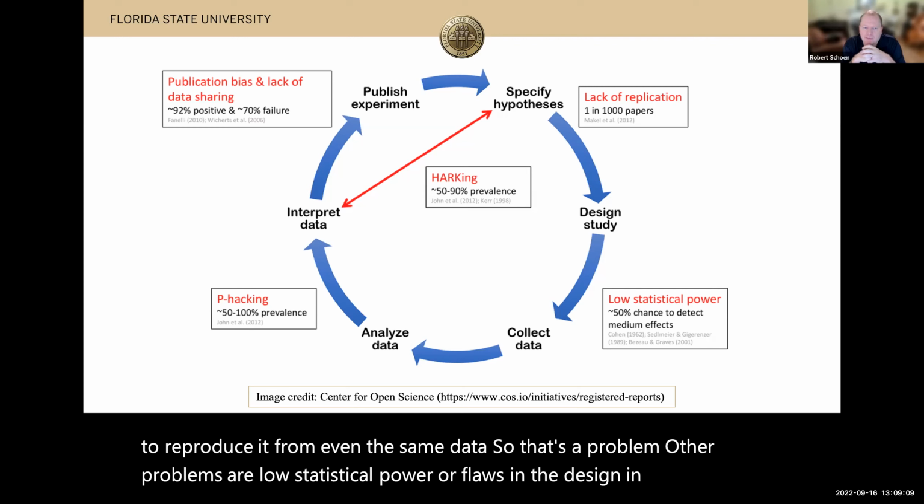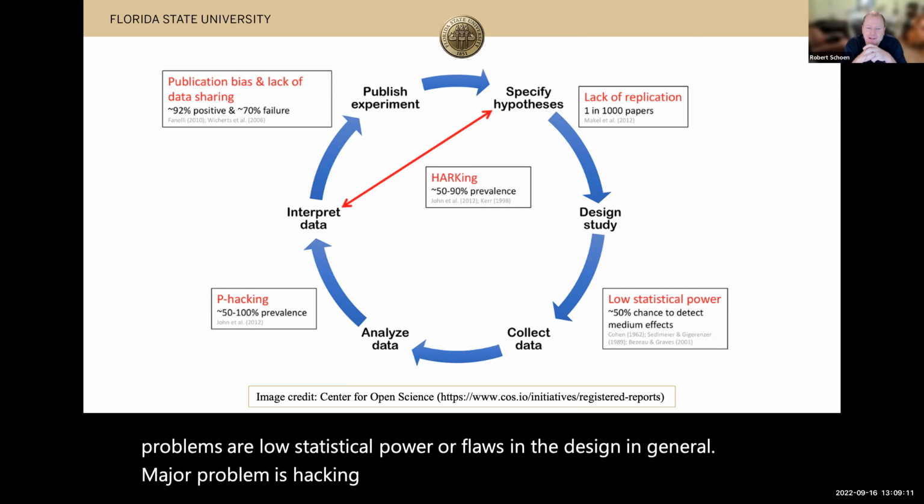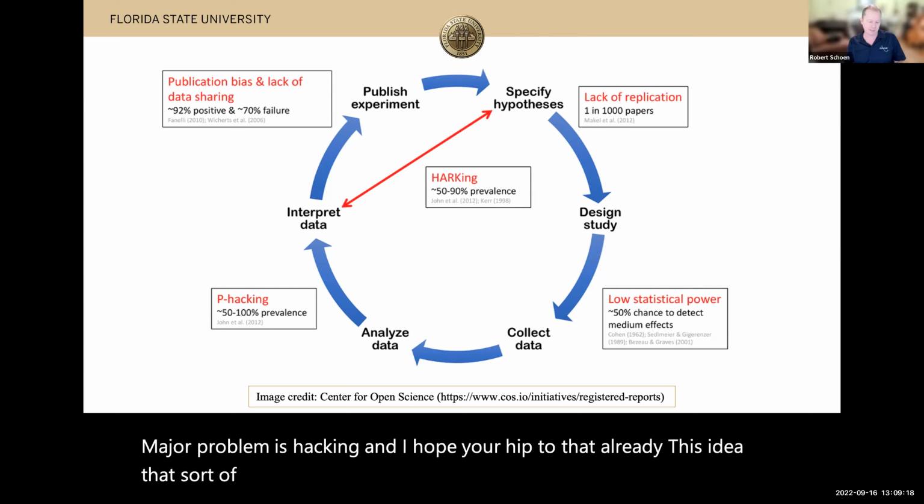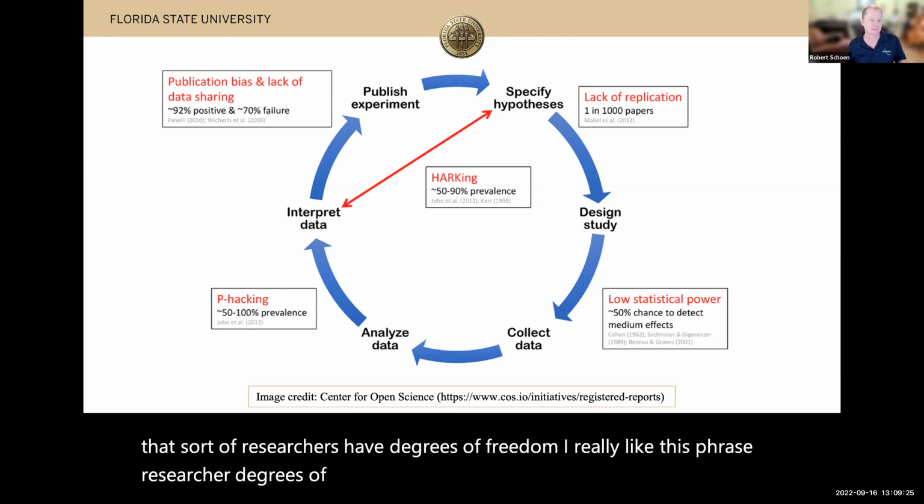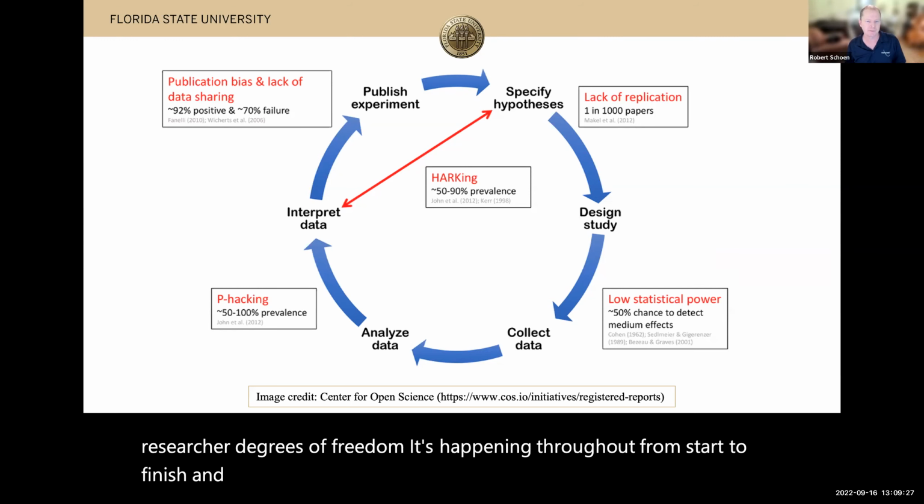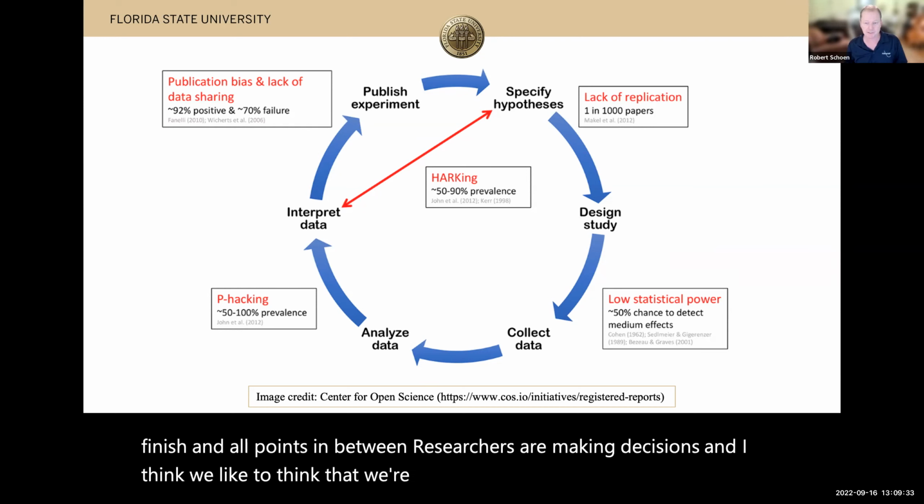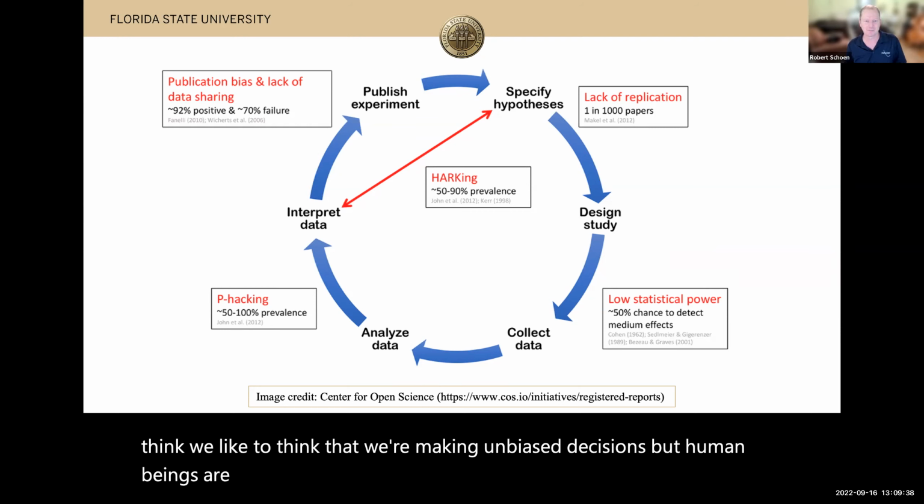A major problem is p-hacking, and I hope you're hip to that already. This is the idea that researchers have degrees of freedom. I really like this phrase, researcher degrees of freedom. It's happening throughout, from start to finish and all points in between. Researchers are making decisions, and I think we like to think that we're making unbiased decisions, but human beings are terrible at being aware of their own biases.